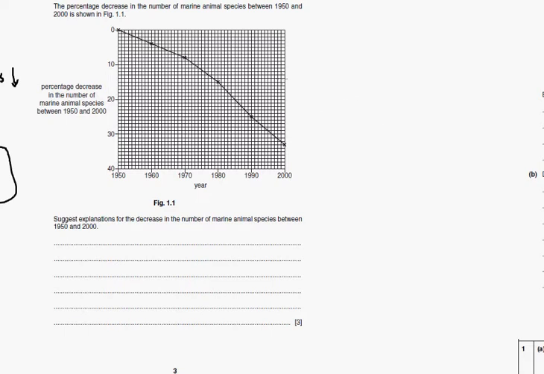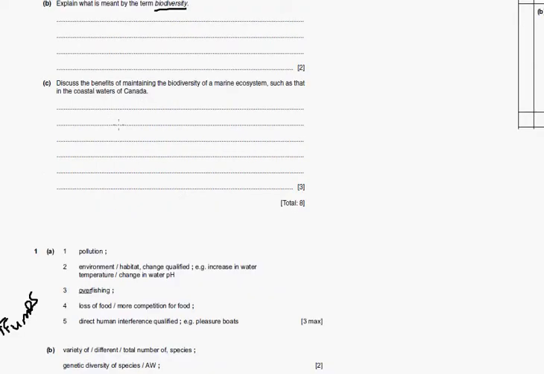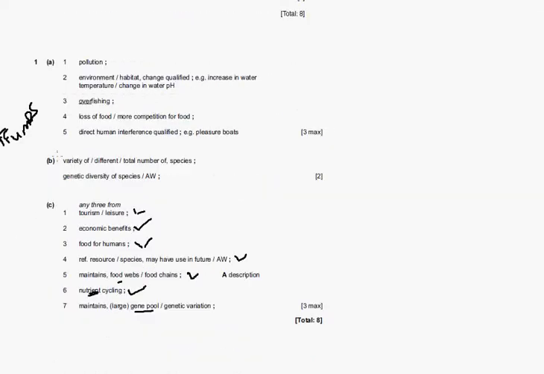Over here I will do some questions which I think were important for us to do, and the first one is explaining the meaning of the term biodiversity. Okay, biodiversity, you have to mention the following thing.